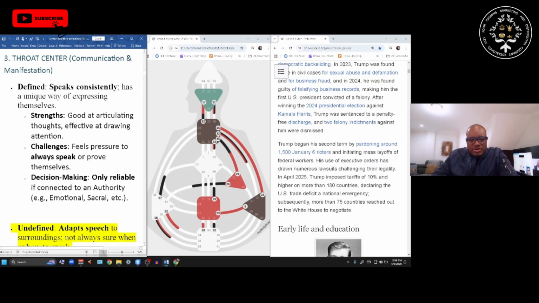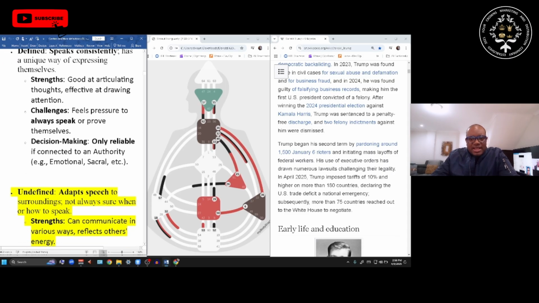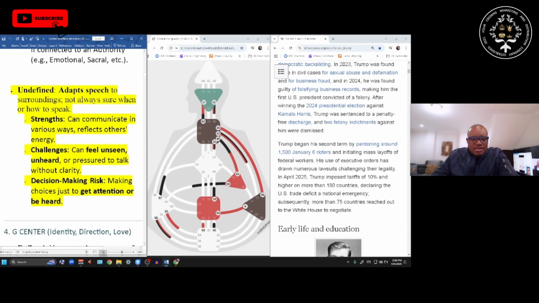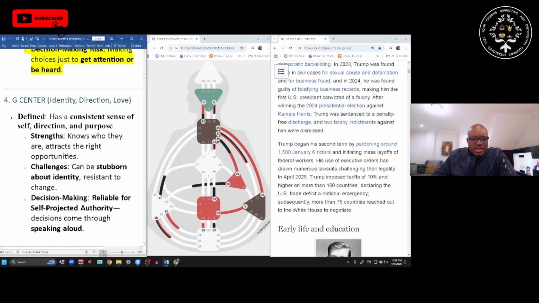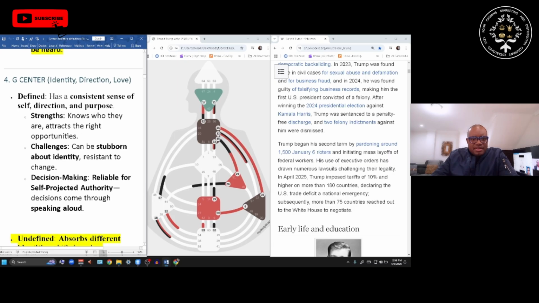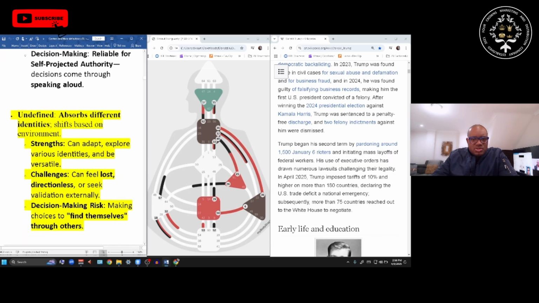Anyway, it's a manifesting generator, which we'll dive a little bit deeper into. So he's also undefined in the G center there. So when it comes to identity, direction, and love, yeah, it's undefined in that G center, so it absorbs those different identities. The strengths can adapt, explore various identities, and be versatile, and can feel lost, directionless, or seek validation externally.